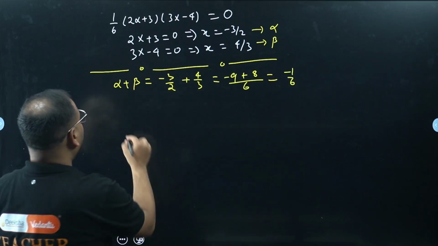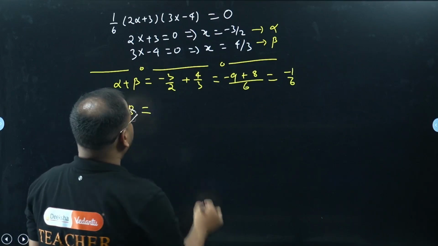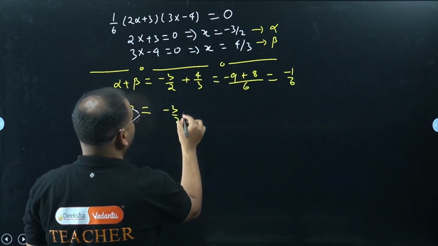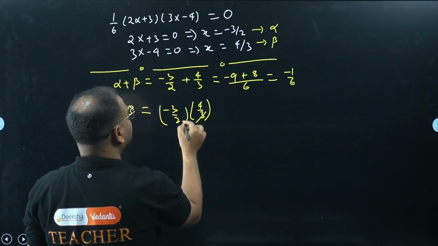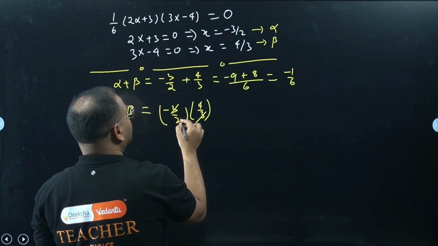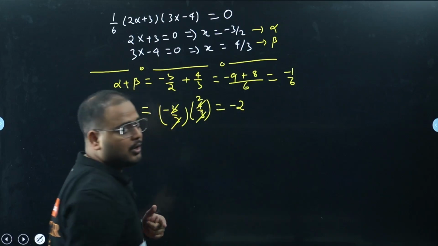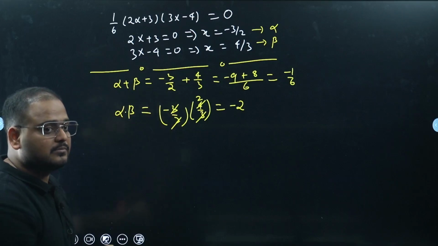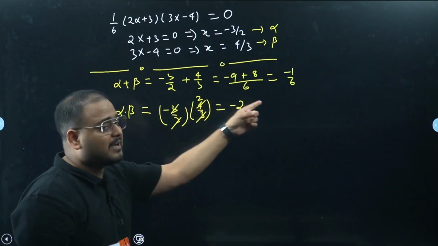Okay. What about product, sir? Alpha into beta would be minus 3 by 2 times 4 by 3. Cancel 3 and 3 and 2 with this 2. What I get? Just minus 2. Now I will write the original expression. Alpha beta is minus 2 and alpha plus beta is minus 1 by 6.